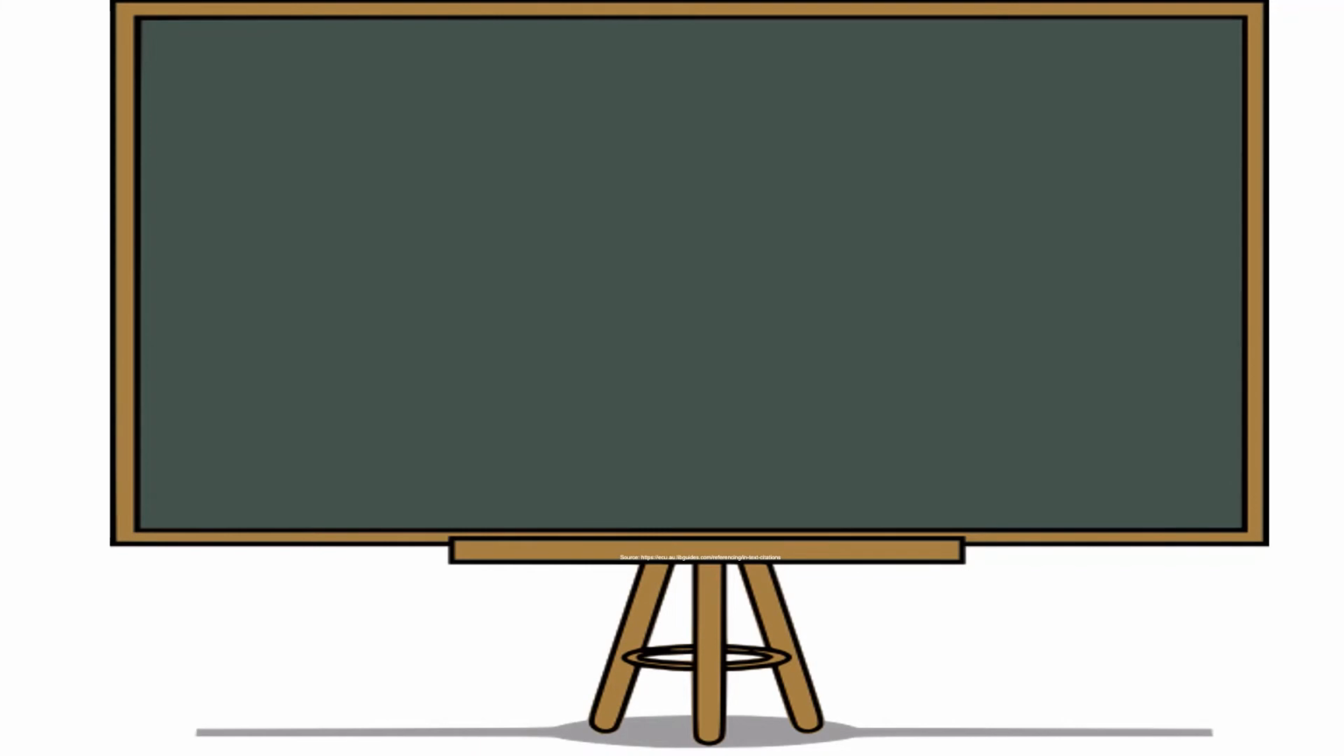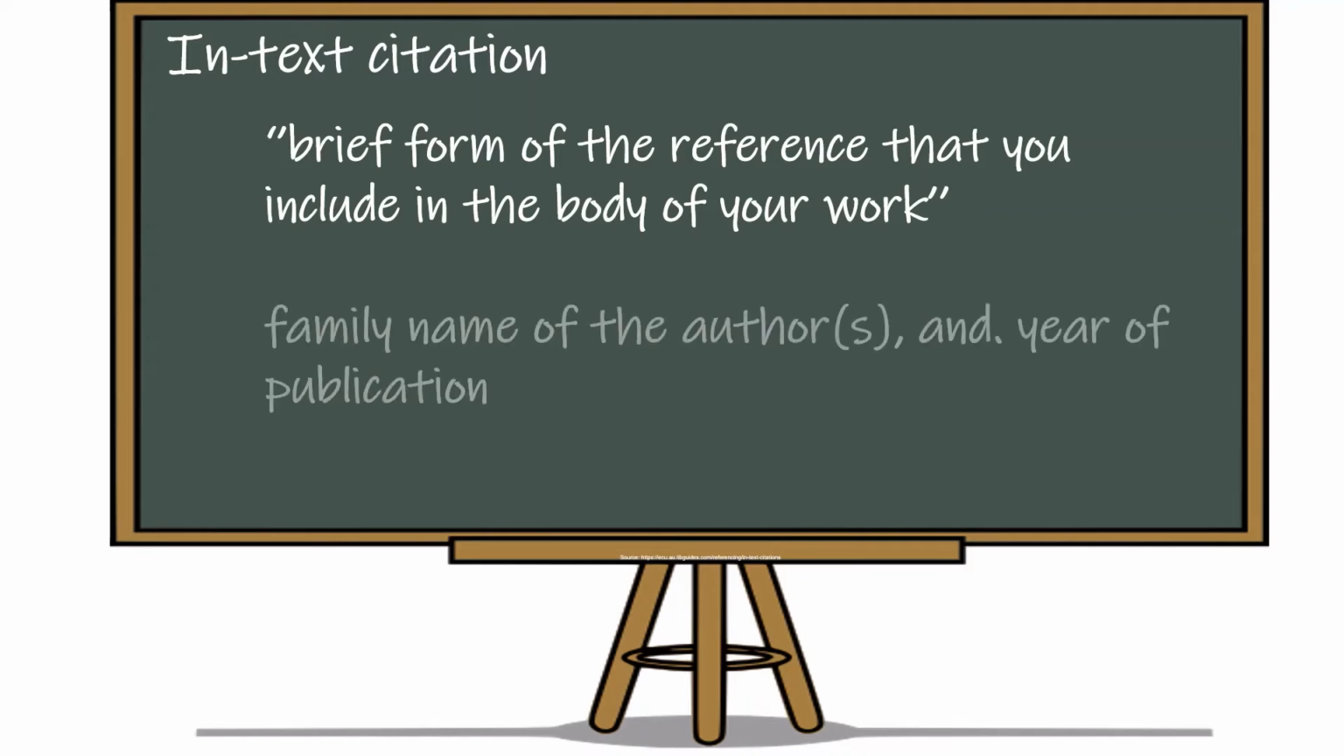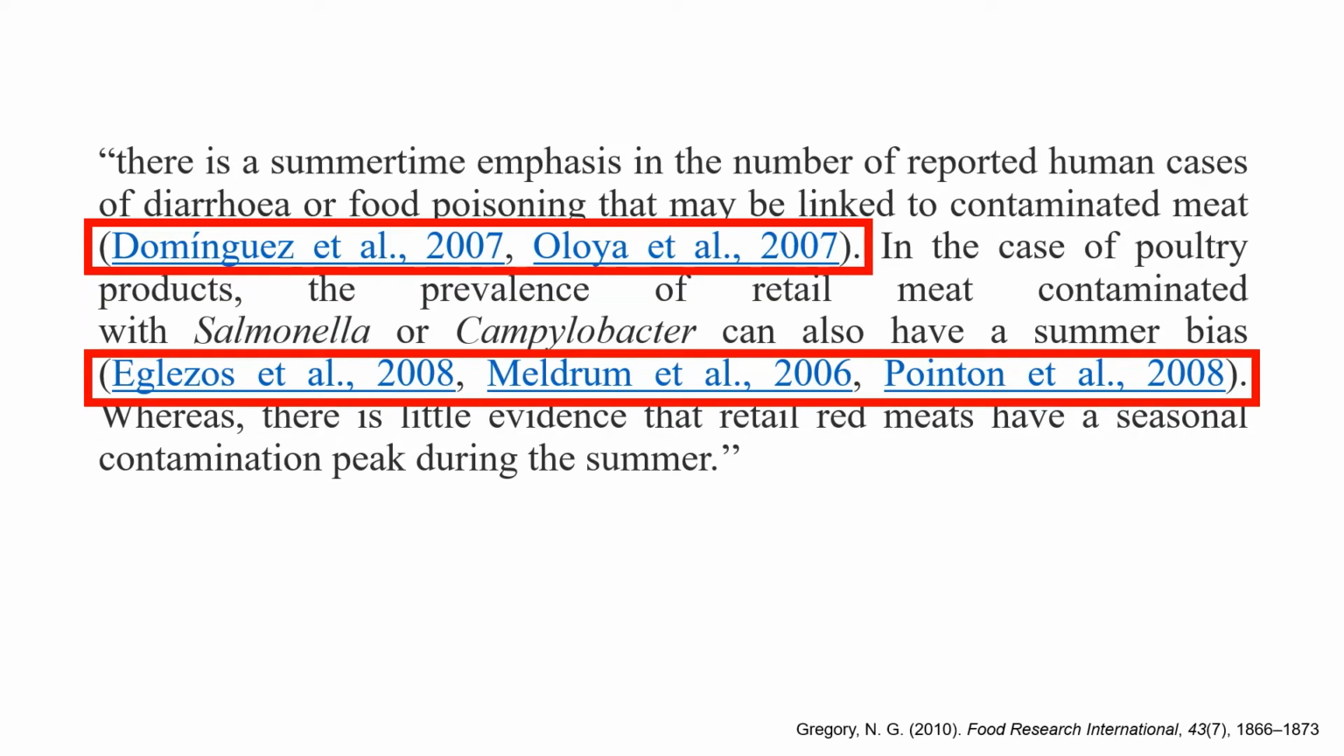Now let's talk about in-text citation. In-text citation is a brief form of the reference that you include in the body of your work. It is usually written as the surname or family name of the author and the year of publication. And this is an example of an in-text citation, the one that is enclosed with a red line box.